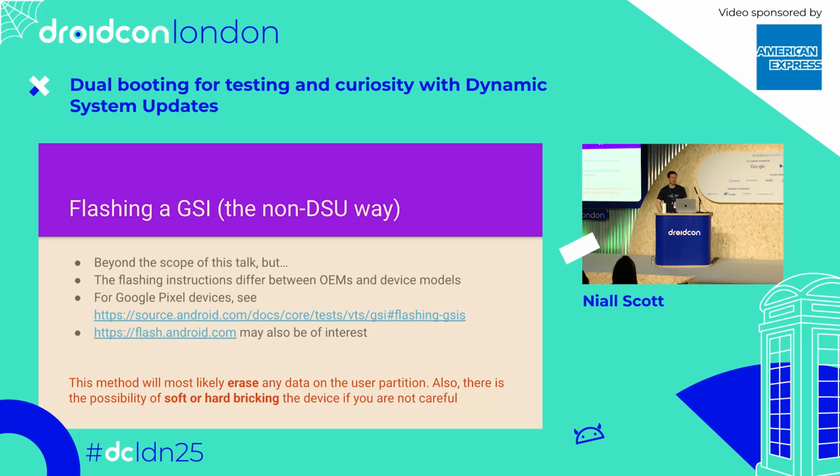To flash a GSI is actually beyond the scope of this talk because we're going to be talking about DSUs. But for interest, there is no single set of instructions. It varies by OEM. Google have a set of instructions at source.android.com about how to do this for Pixel devices. But you also might have some success with flash.android.com. But again, this is going to erase data on your user partition, so don't use it on your daily driver. And there's also the possibility of soft or hard bricking a device if you're not careful.